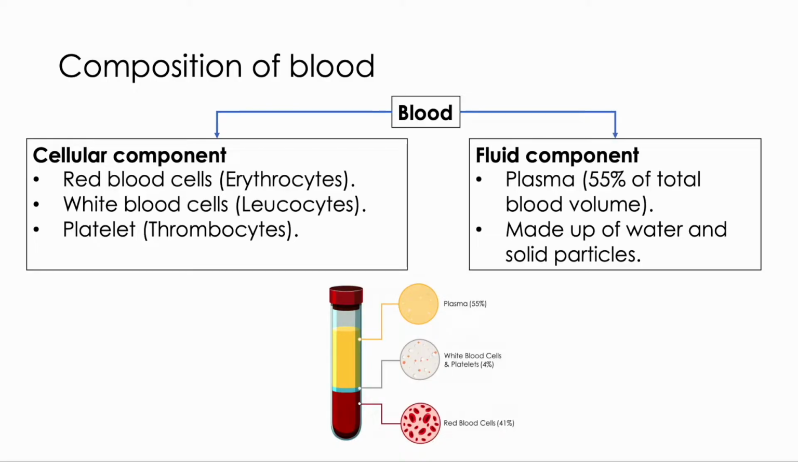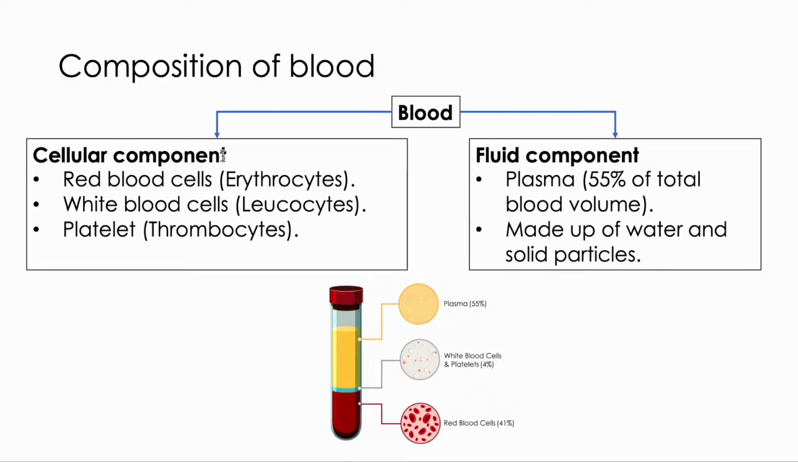Okay, so what is actually inside the blood? That is what we call the composition of the blood. The blood basically consists of the cellular component as well as the fluid component. Of course lah kan, fluid component sebab dia cair. So when we come to the cellular component first, alright?